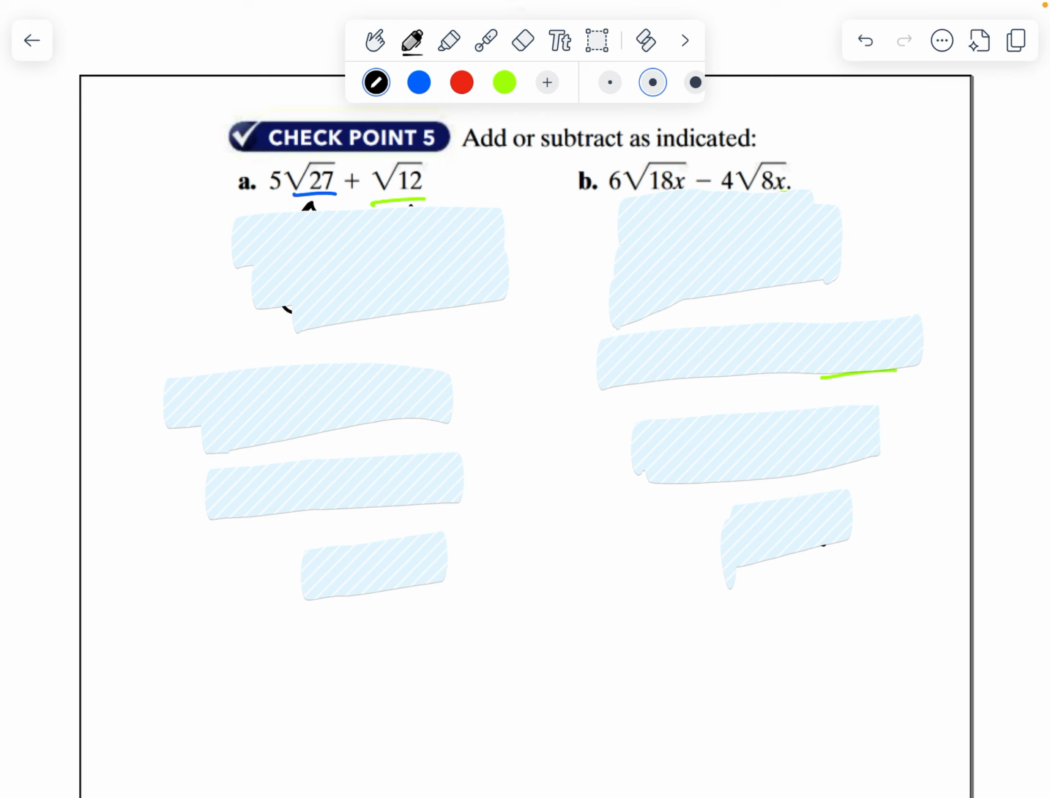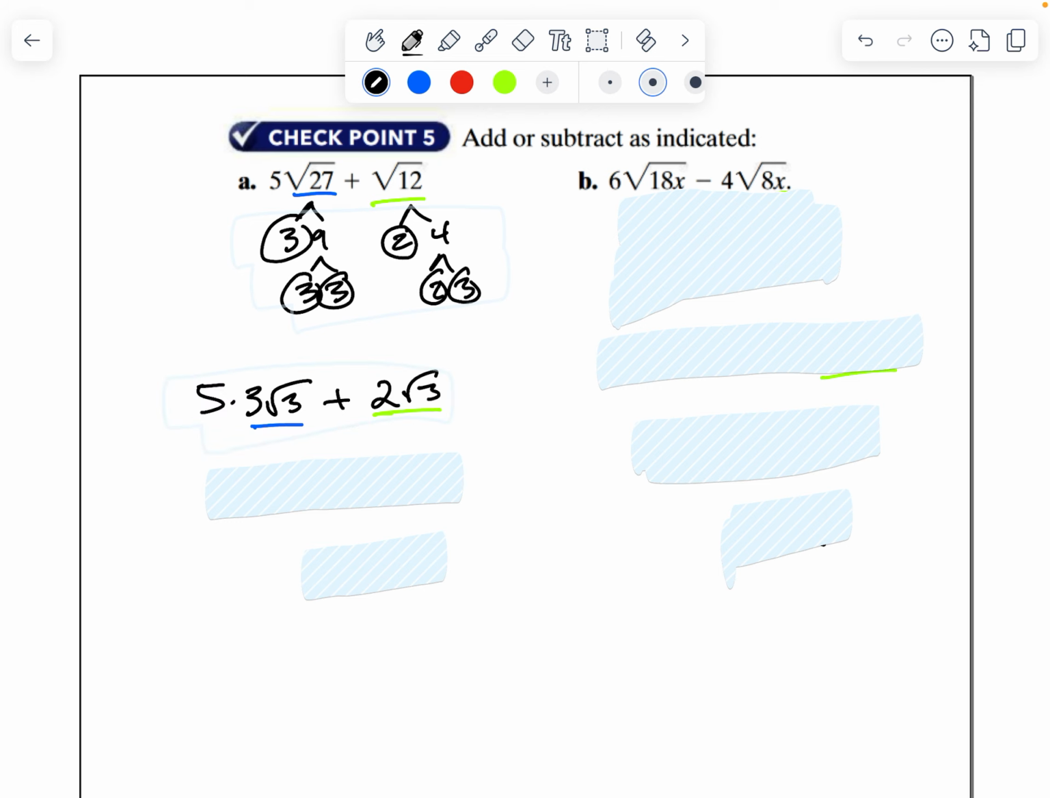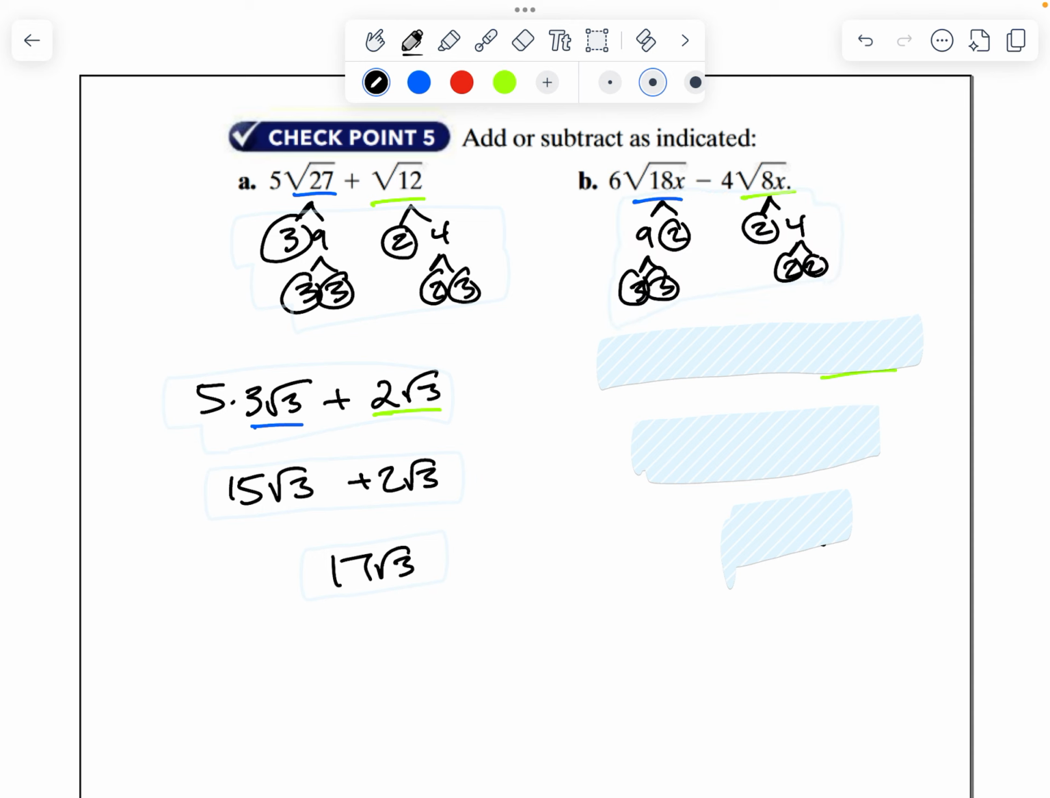The 27 and 12 break down as such. That gives you 5 times 3 square root of 3. Again, the blue matches with the blue. 2 square root of 3 matches up with that lighter color. 5 times 3 makes 15 square root of 3. 15 plus 2 makes 17 square root of 3. Very similar problem on the left. Here's how your factor tree breaks down.